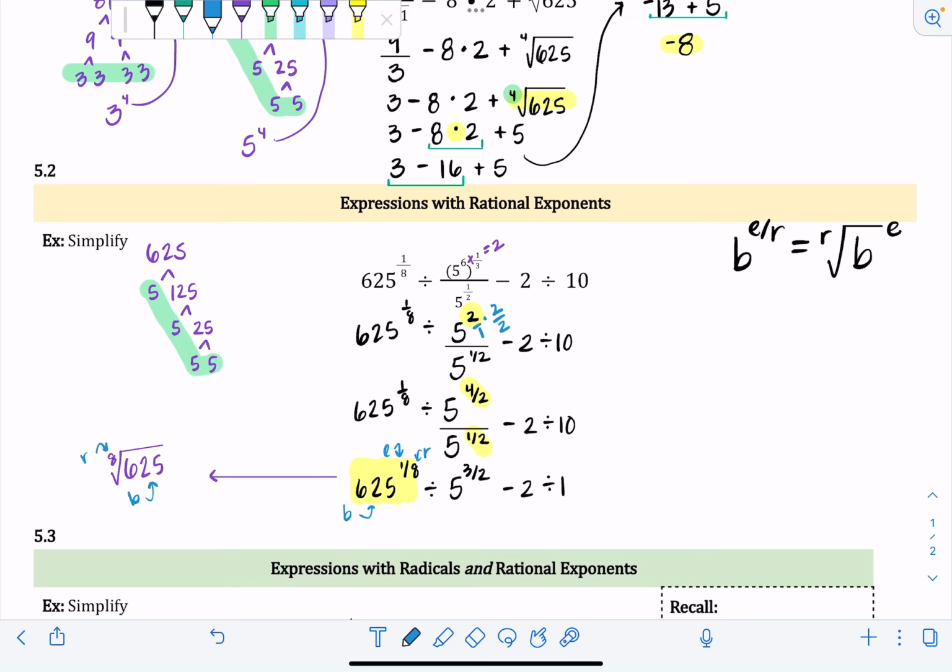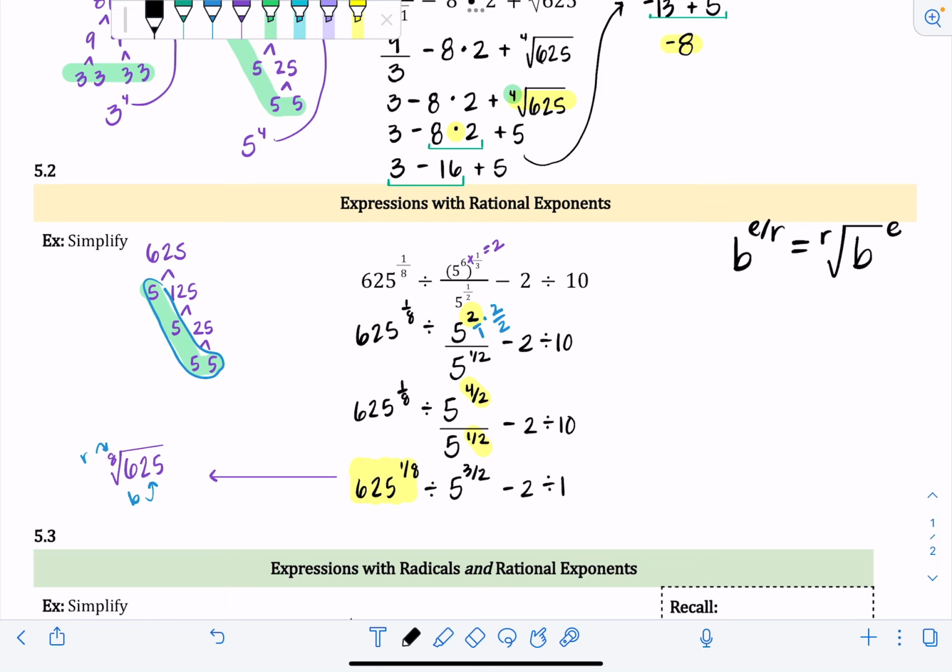Okay, so since we're taking the 8th root of this number, essentially we would be looking for 8 of the same numbers right here, and we only have 4. So that doesn't really do me any good, but I'm going to go ahead and at least take the work that I did and do something with it.